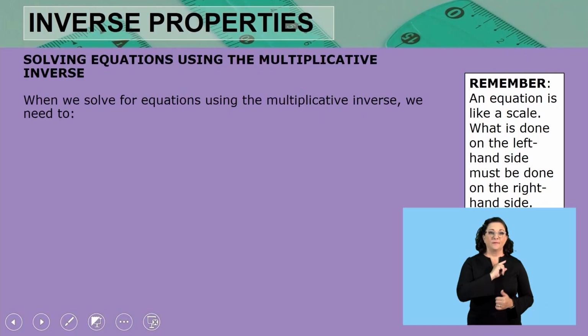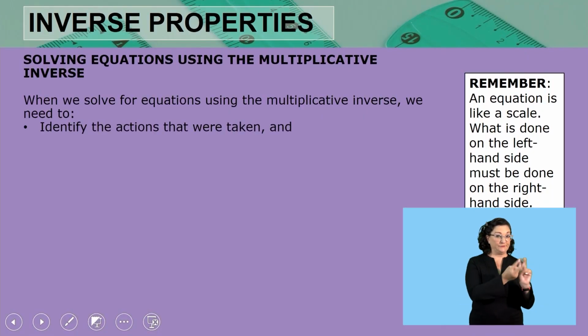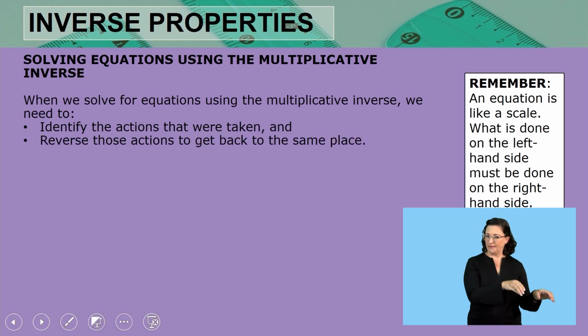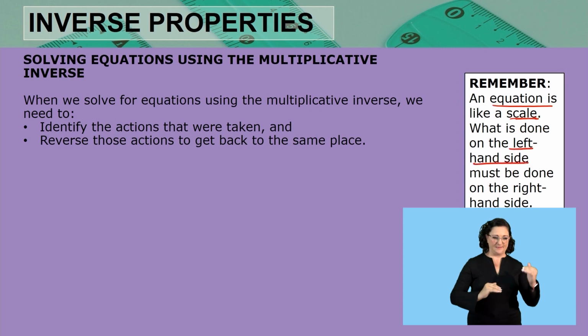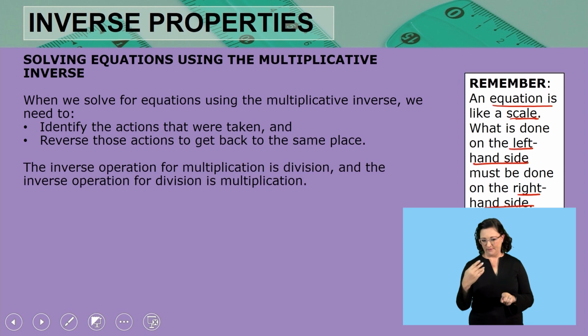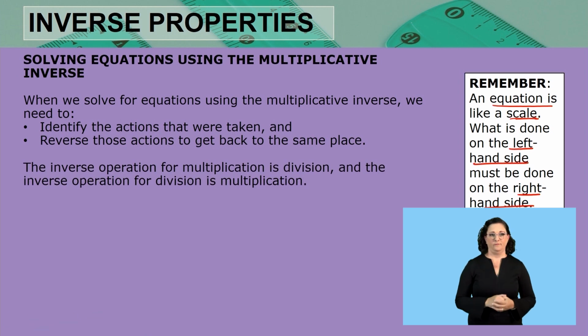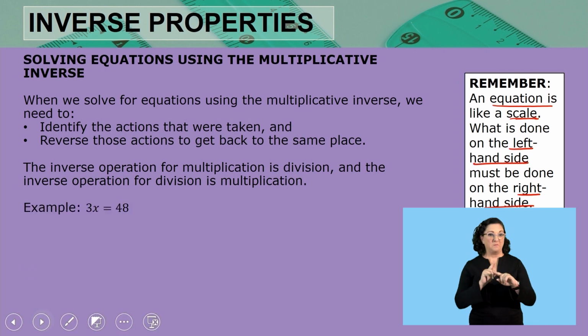So when we solve equations using the multiplicative inverse, we need to, again, identify the action that was taken and reverse those actions to get back to the same place. And what we must always remember is that an equation is like a scale. What is done on the left-hand side must be done on the right-hand side as well. So the inverse operation for multiplication is division, and the inverse operation for division is multiplication.